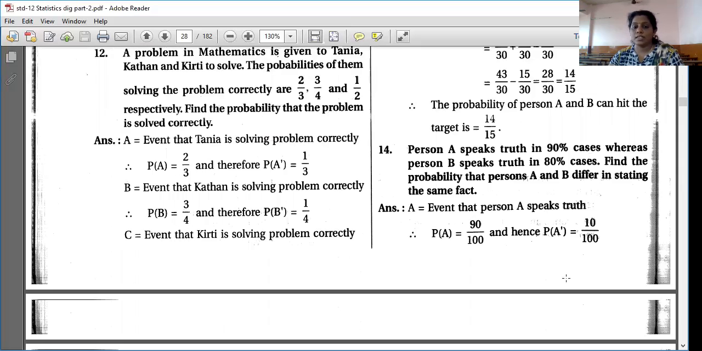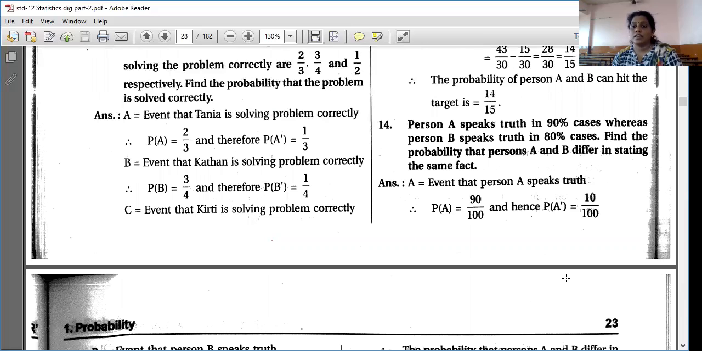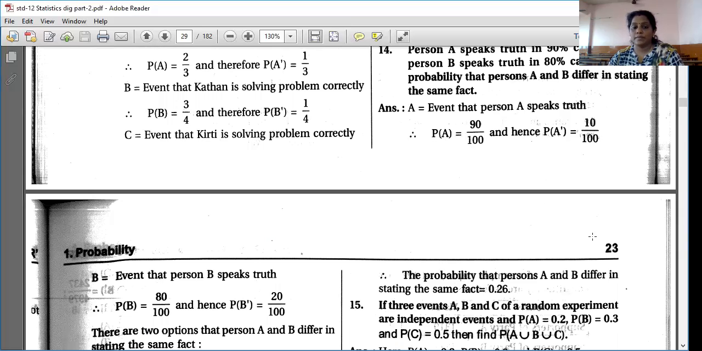Okay. Now for the sum: person A speaks the truth in 90% of cases, whereas B speaks the truth in 80% of cases. Find the probability that person A and B differ in stating the same fact. So let A be the event that person A speaks the truth, and P of A is equal to 90 by 100, and A dash is 1 minus P of A, that is 10 upon 100. Okay, and let B be the event that person B speaks the truth, that is 80 upon 100, and P of B dash is 20 upon 100.